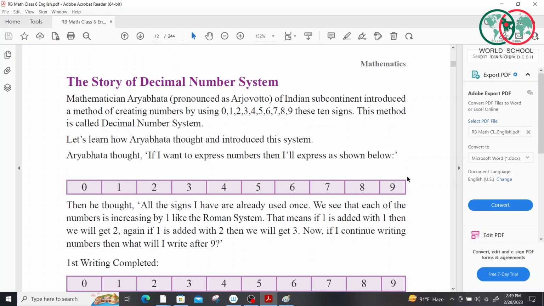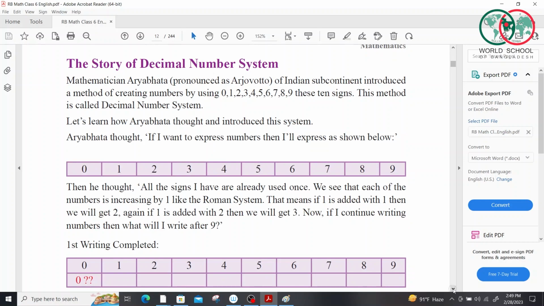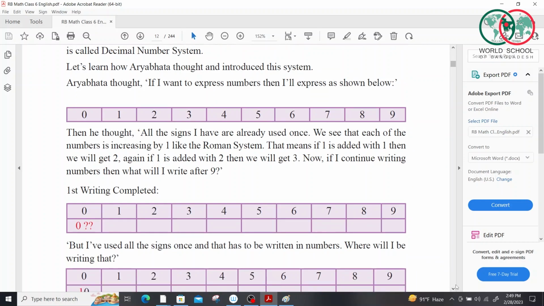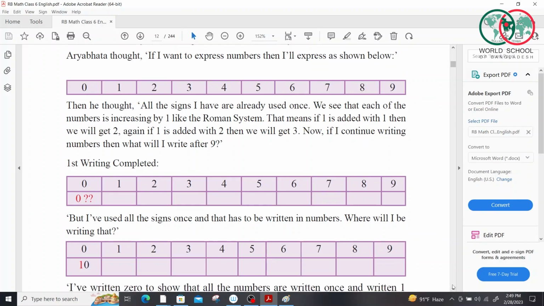So what happens after 9? How do we count after 9? Instead of using a different symbol, we use these symbols to represent 10, 11 and other numbers. So what was our first number which has a value? 0 means nothing. When we have one thing, it becomes 1. So to represent 10, we use 1, 0.